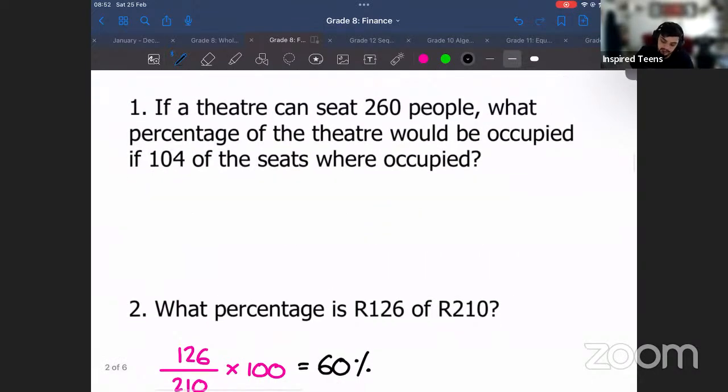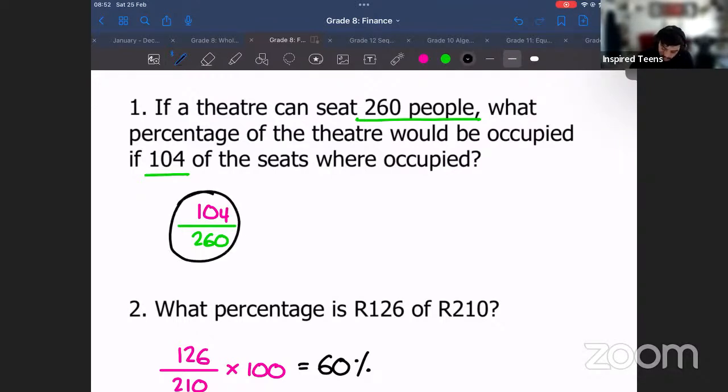If a theater can seat 260 people, what percentage of the theater would be occupied if 104 seats are occupied? So again, remember, we want to put our total at the bottom. The total amount of possible seatings we have is 260. Then we want to calculate the percentage occupied. The number of people that are occupying seats is 104. We take this fraction that we just created and multiply it by 100 to always be able to convert it to a percentage.